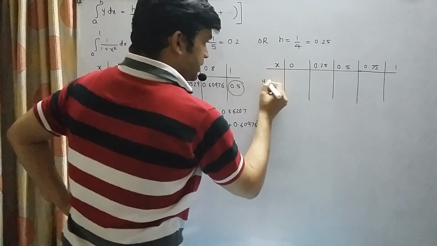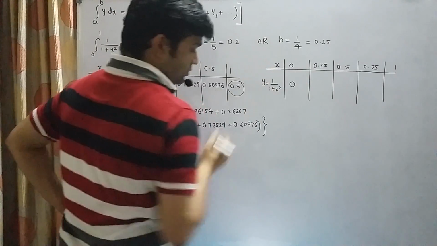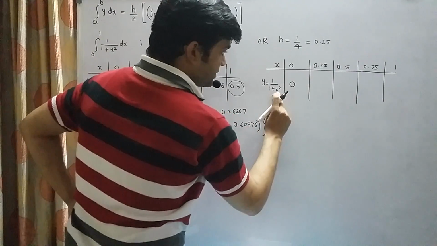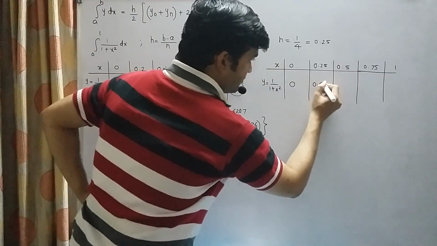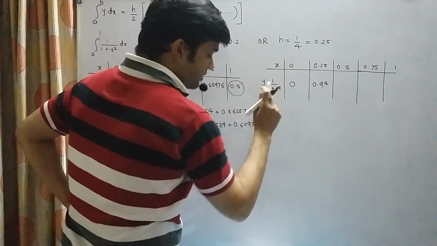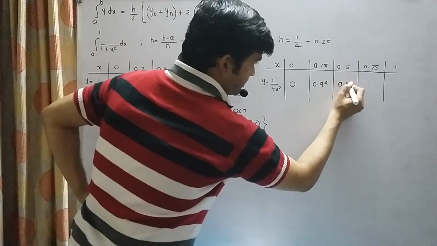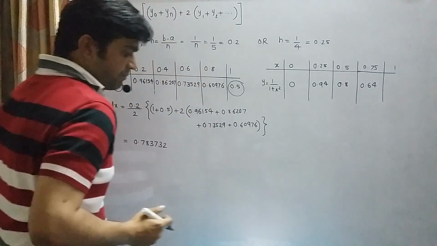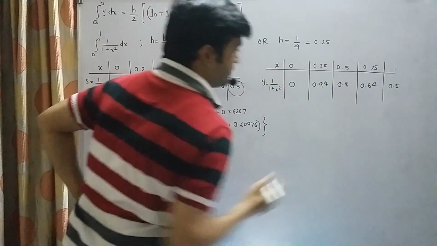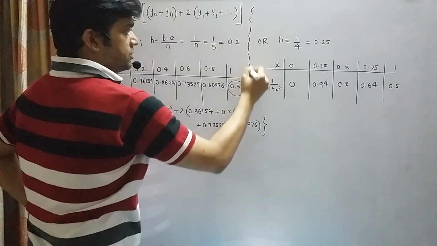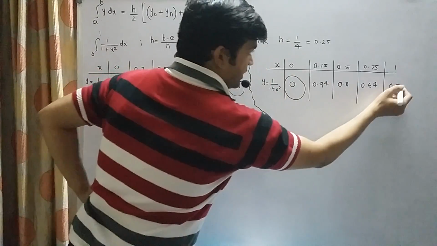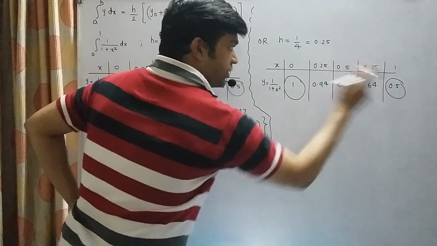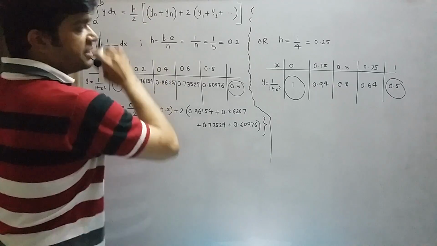So when x is 0, y is 1 by 1 plus x square, which is 1. When x is 0.25, y is going to be 1 upon 1 plus 0.25 square, that is 0.94. When x is 0.5, y is going to be 0.8. When x is 0.75, y is going to be 0.64. And when x is 1, y is going to be 0.5. So 1 and 0.5 will become the sum of extreme ordinates.